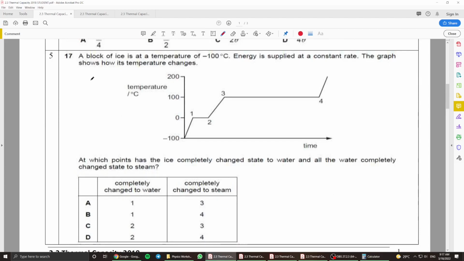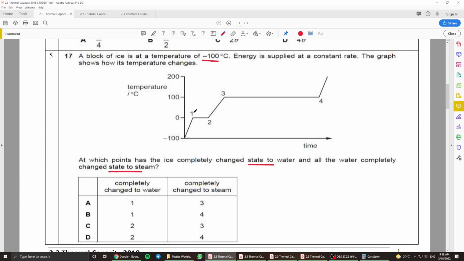Then looking at question number 5 here, a block of ice is at a temperature of negative 100 degrees Celsius. Energy is supplied at a constant rate. The graph shows how its temperature changes. At which point has the ice completely changed to water and all water completely changed state into steam.